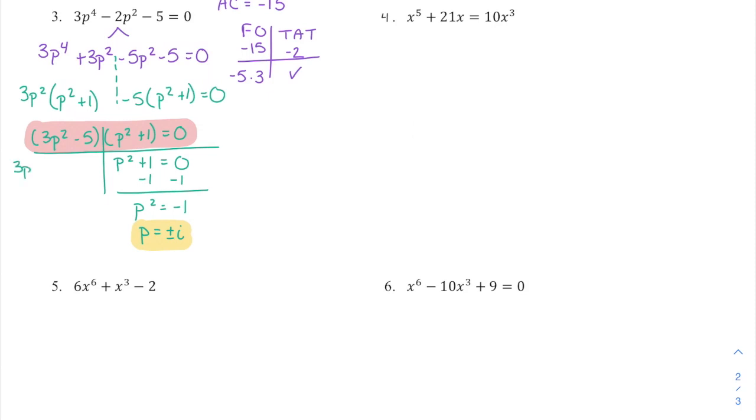I wanted to do this second one with you. So if I add 5 to both sides, divide by 3, I get p squared equals 5/3. When I take the square root, I get p equals plus or minus, don't forget that, the square root of 5 over the square root of 3. I need to rationalize here. So I end up with p equals plus or minus the square root of 15 over 3. And that is my other pair of answers.